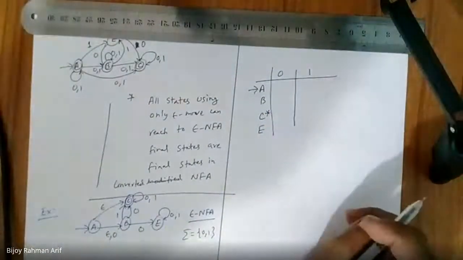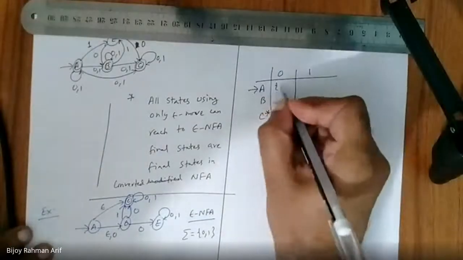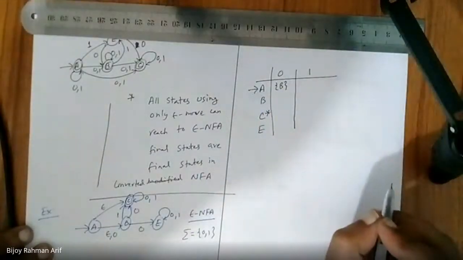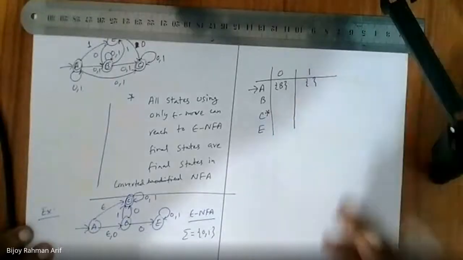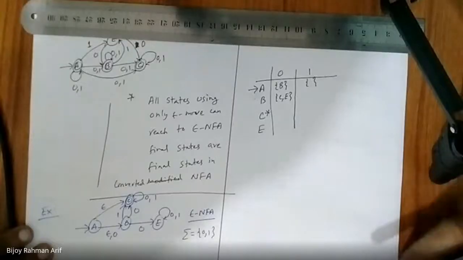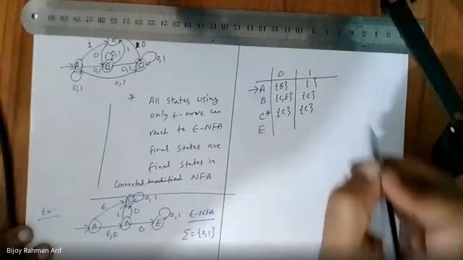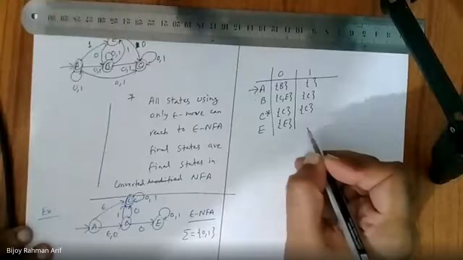A on 0, where does it go? B. A on 1, null. B on 0, C and E. B on 1, C. C on 0, itself. C on 1, C itself. E on 0, itself. E on 1, itself.